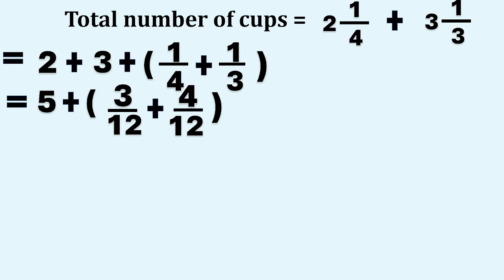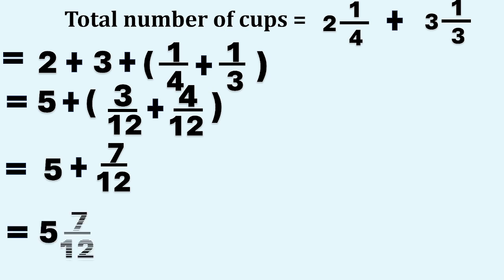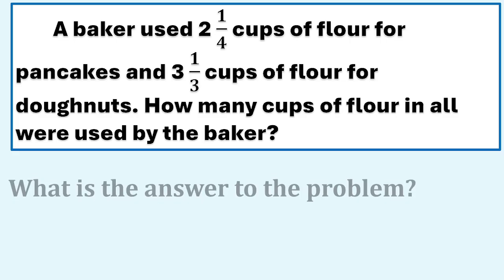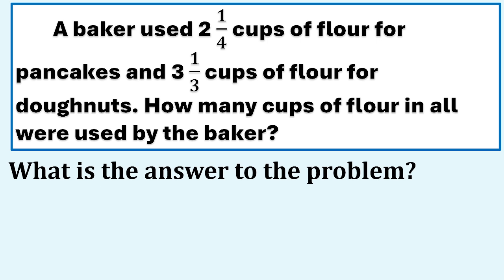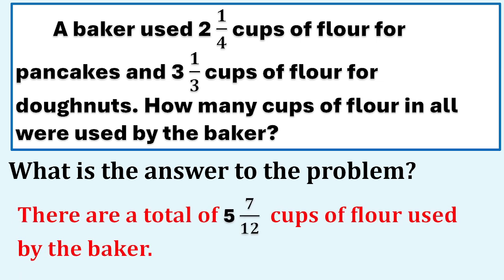Now we can add because the denominators are already the same. Add the numerators. 3 plus 4 equals 7. Then copy the LCD 12. 5 plus 7/12 equals 5 and 7/12. So the answer is 5 and 7/12. So what is the answer to the problem? There are a total of 5 and 7/12 cups of flour used by the baker.